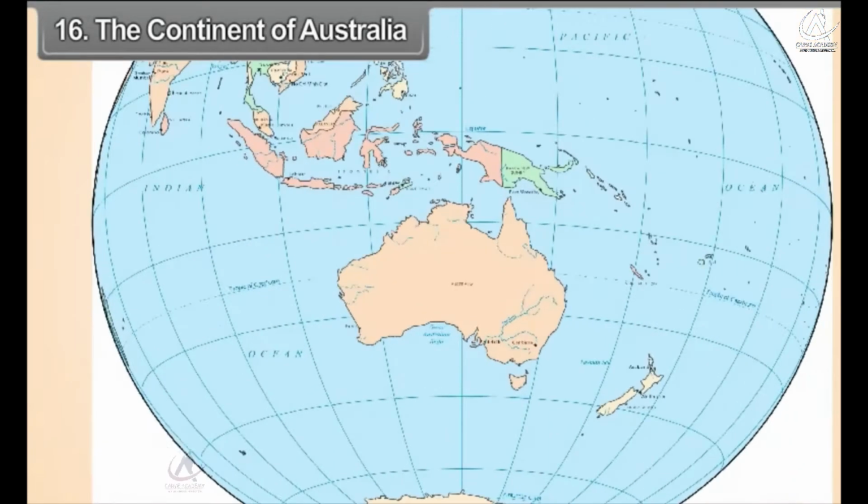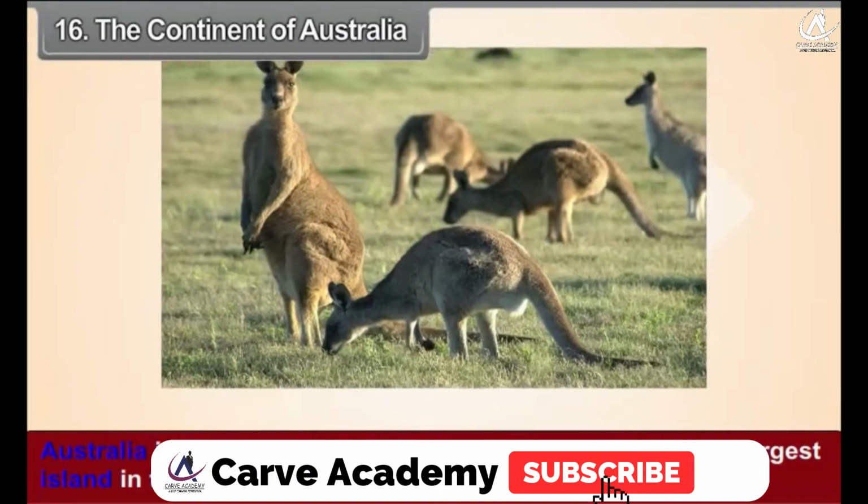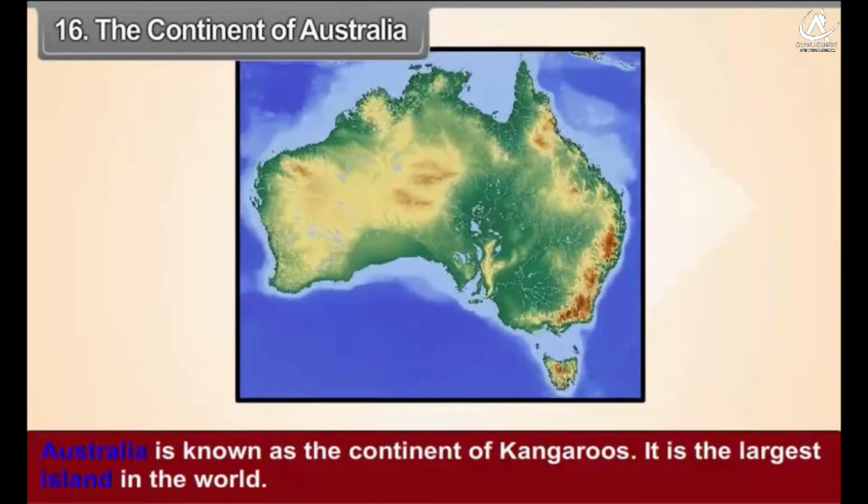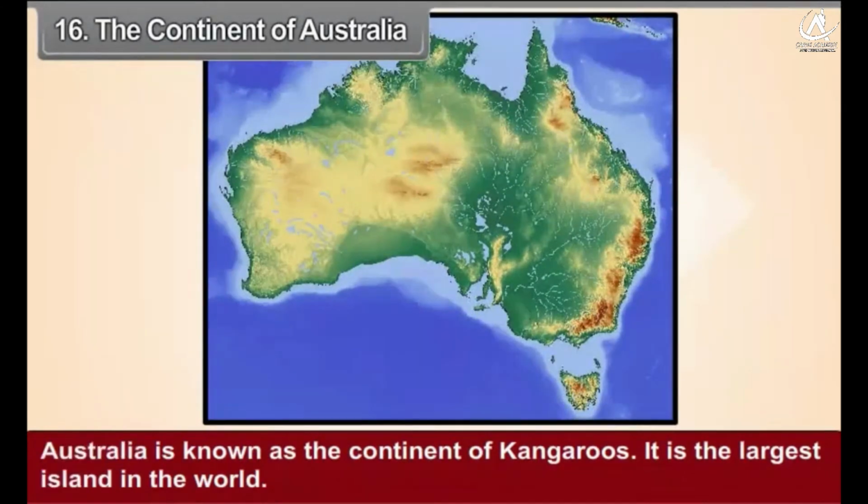Chapter 16: The Continent of Australia. Australia is known as the continent of kangaroos. It is the largest island in the world.